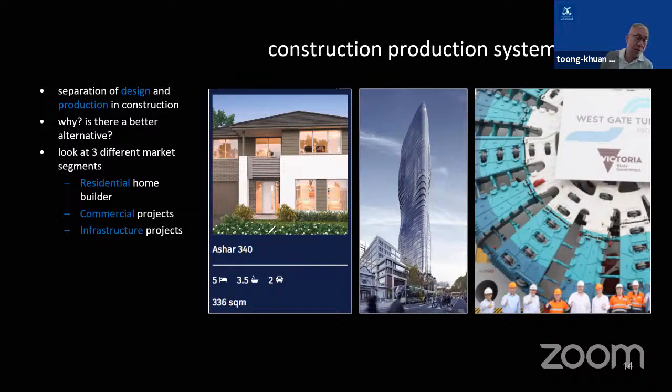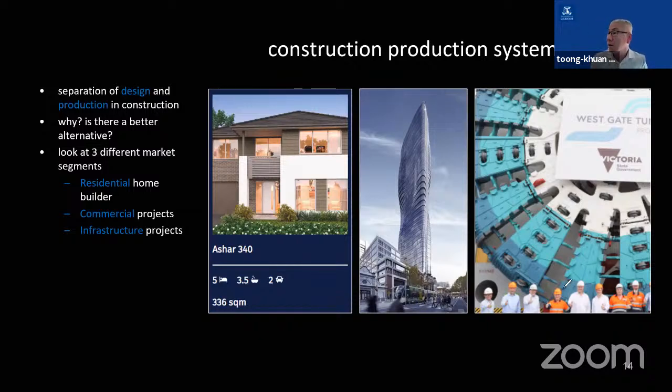So the first picture over here is clearly a residential home. So this is a double-story residential house built by a residential home builder. We call them builders rather than contractors because they are constructing buildings. You then have a commercial builder that will build commercial buildings. So that's, I think, an apartment building, which is something like 80 stories. Most of the modern apartments in the city are all these tall apartment buildings today.